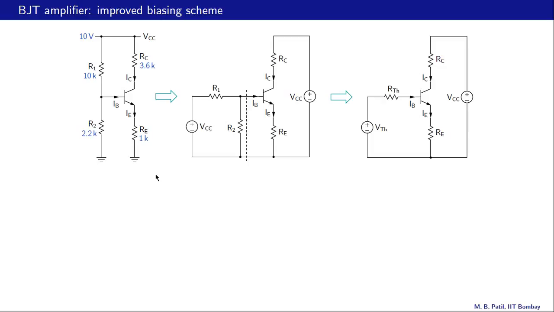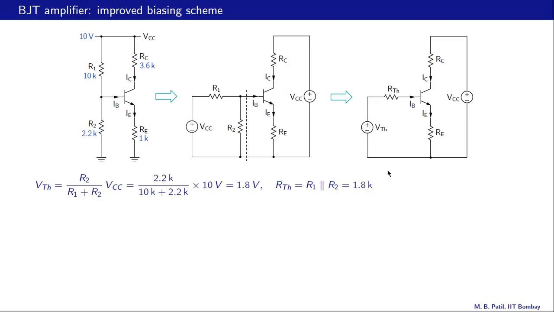Let us calculate VTH and RTH. VTH is R2 by R1 plus R2 times VCC. R2 is 2.2K, R1 is 10K. So VTH is 2.2 by 10 plus 2.2 times 10 volts, and that turns out to be 1.8 volts. What about R Thevenin? R Thevenin is R1 parallel R2, so 10K parallel 2.2K, and that comes to 1.8K.